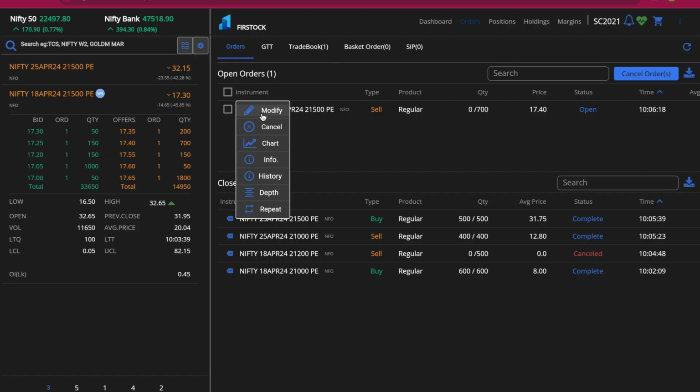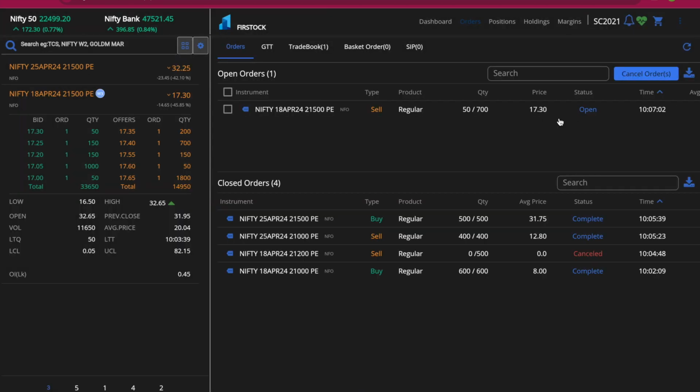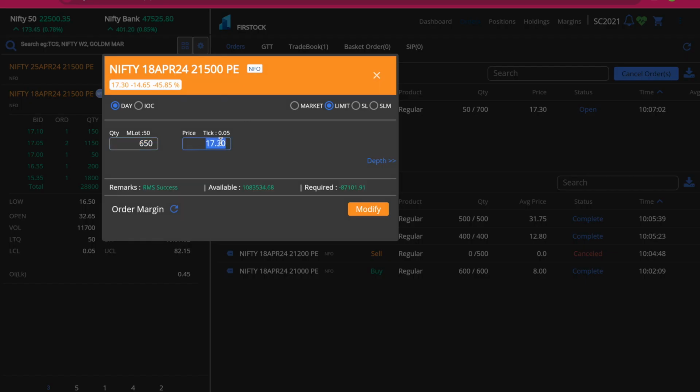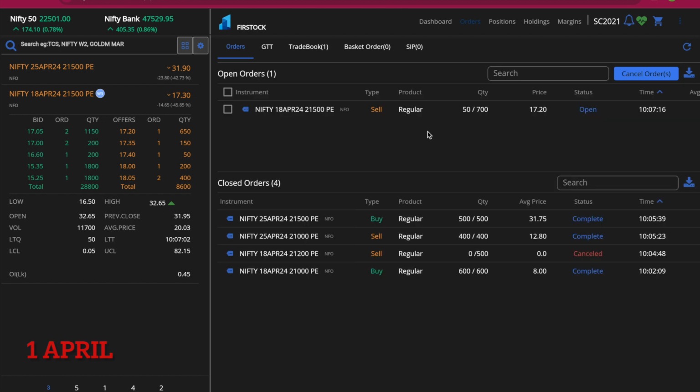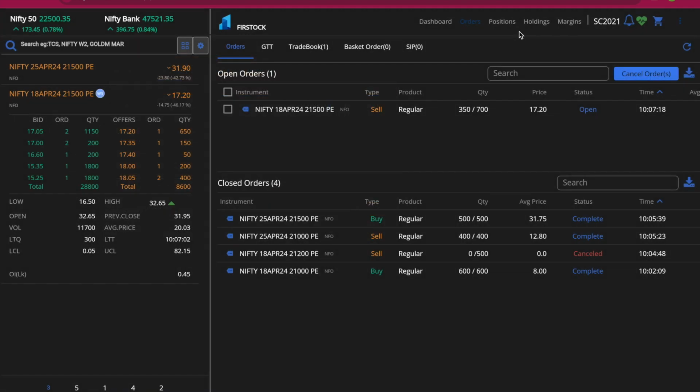We have to come down to the level of 17.3 only. Even at that level, it is causing problems. The PE is falling very bad. At 17.2 levels also, in proper position, I think the order is triggered.